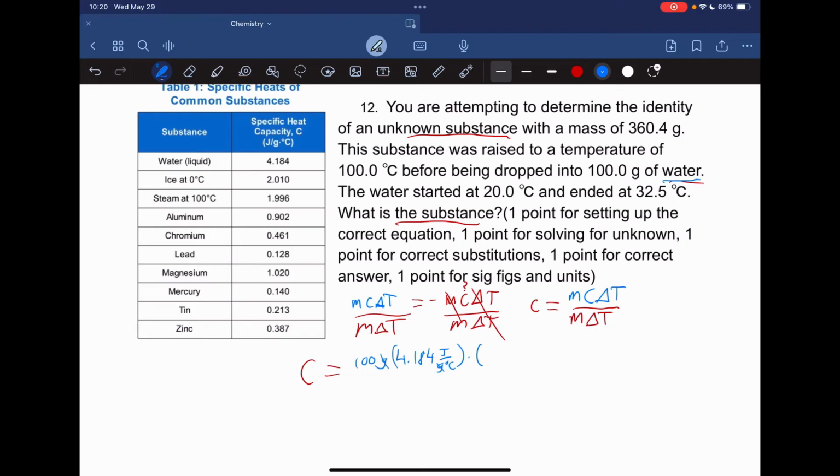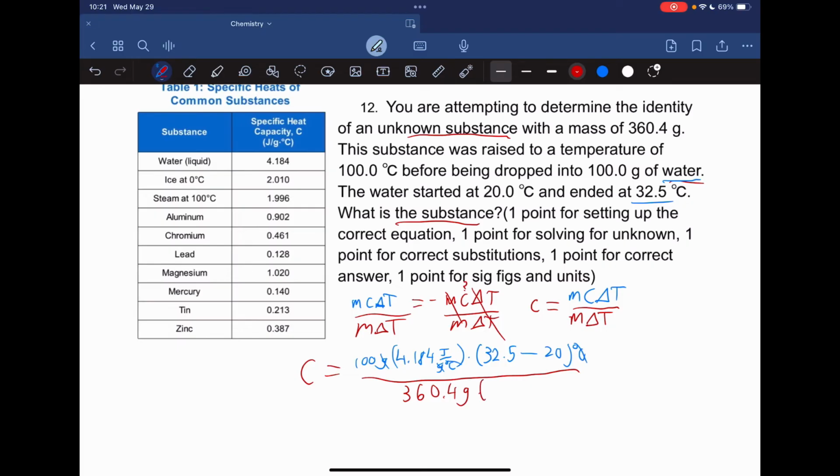So we need the final minus the initial. The final temperature of the water is 32.5 degrees Celsius, and we're going to subtract out the initial, which was 20 degrees Celsius. All of that is in degrees Celsius, and notice the degrees Celsius is going to cancel itself. And then we're dividing all of that by the mass of the substance, which was 360.4 grams, multiplied by the change in temperature of the substance.